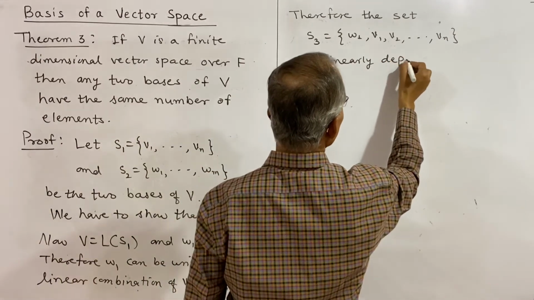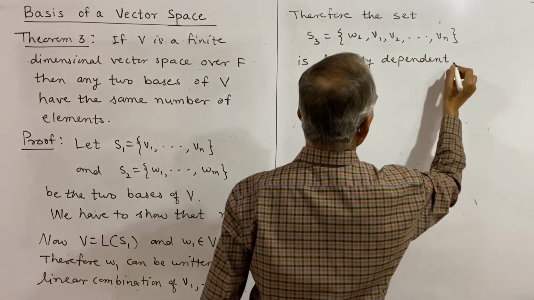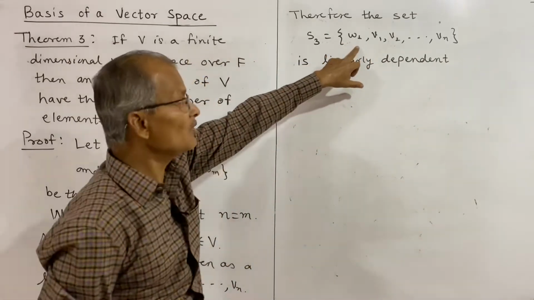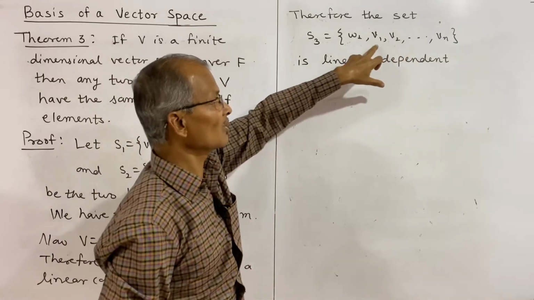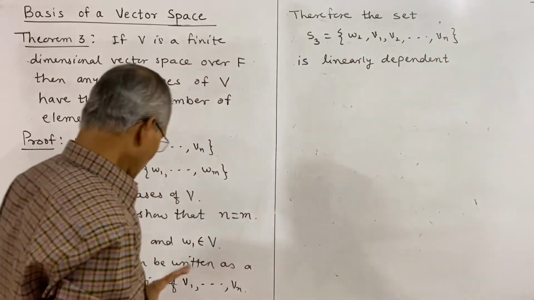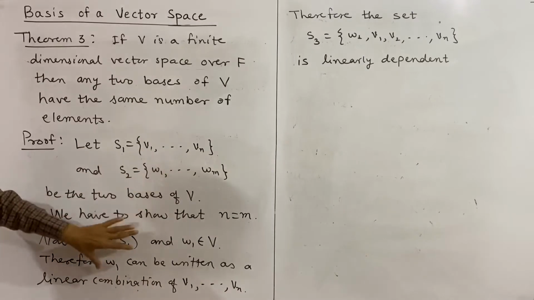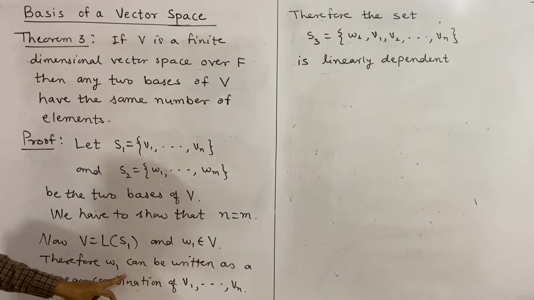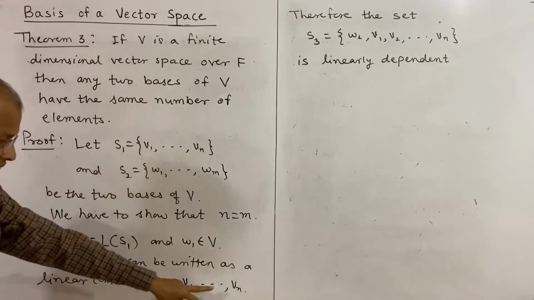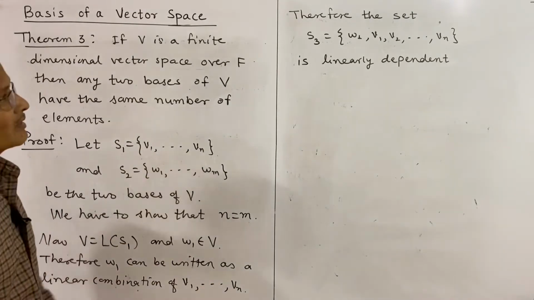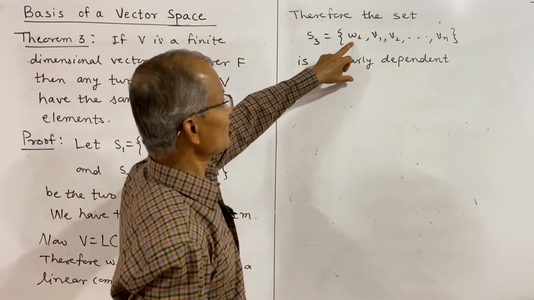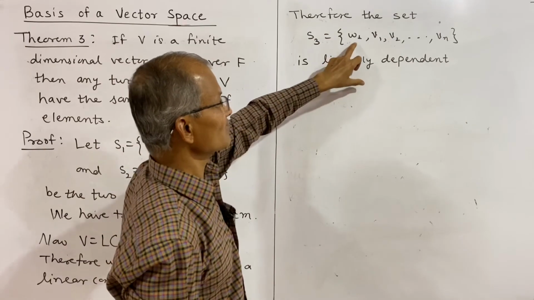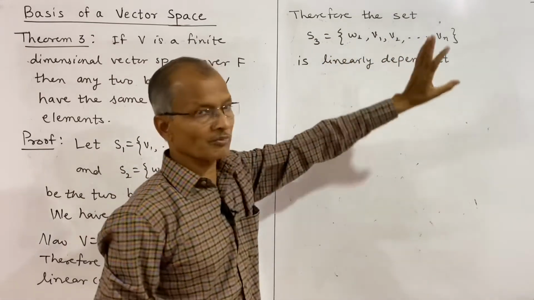Why is it linearly dependent? Because W1 is expressed as a linear combination of V1 up to Vn. This is a basis, and any element of W1 is an element of V. So W1 must be expressed as a linear combination of V1, V2, up to Vn. And now you see, the set W1, V1 up to Vn will be linearly dependent because the first vector is a linear combination of the remaining vectors.